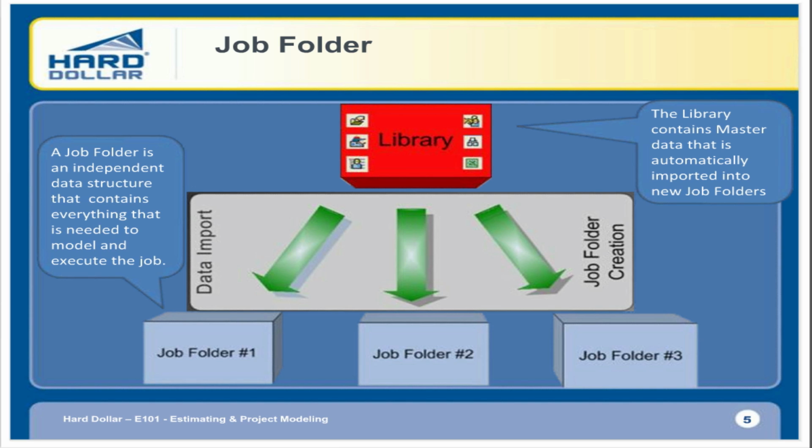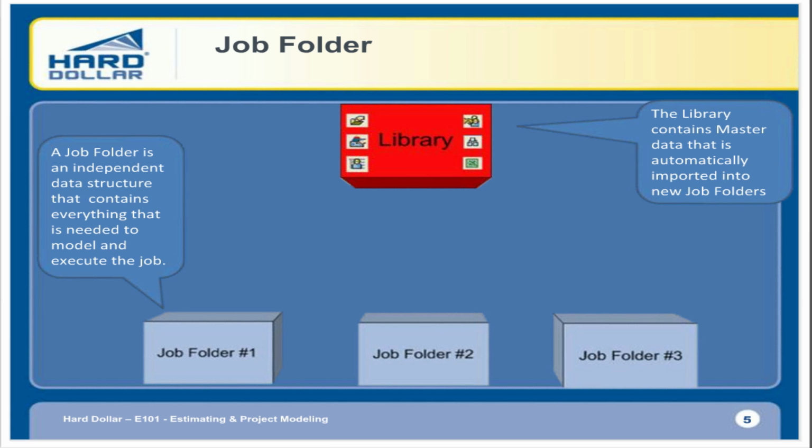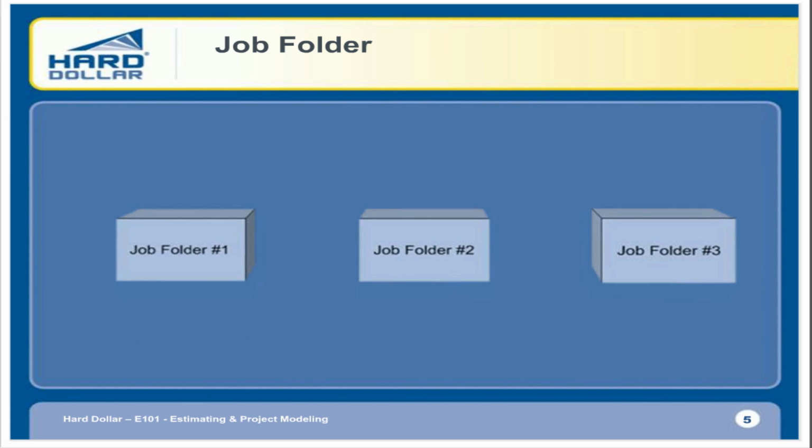The following illustrates the way the data flows down from the library during job folder creation and data import. Other than this brief interaction, the job folder and library are otherwise disconnected. Note that much of the data that is established in each of the job folders can be reproduced for use in other job folders.